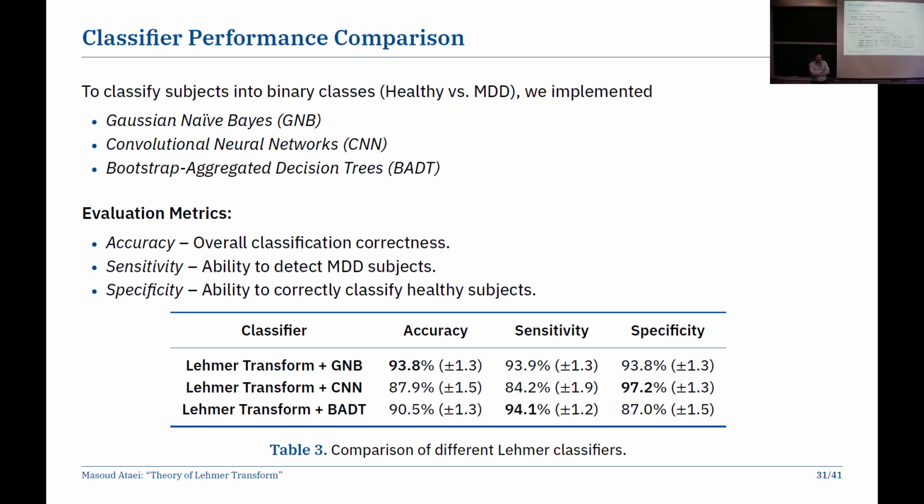The Gaussian naive Bayes combined with Lehmer-based features achieved the overall best accuracy of 94% with a balanced sensitivity and specificity. The convolutional neural networks achieved a very impressive specificity, but it had relatively low sensitivity. And finally, the bootstrap aggregated decision tree combined with Lehmer-based features achieved the highest sensitivity of 94%, but with a slightly low specificity.